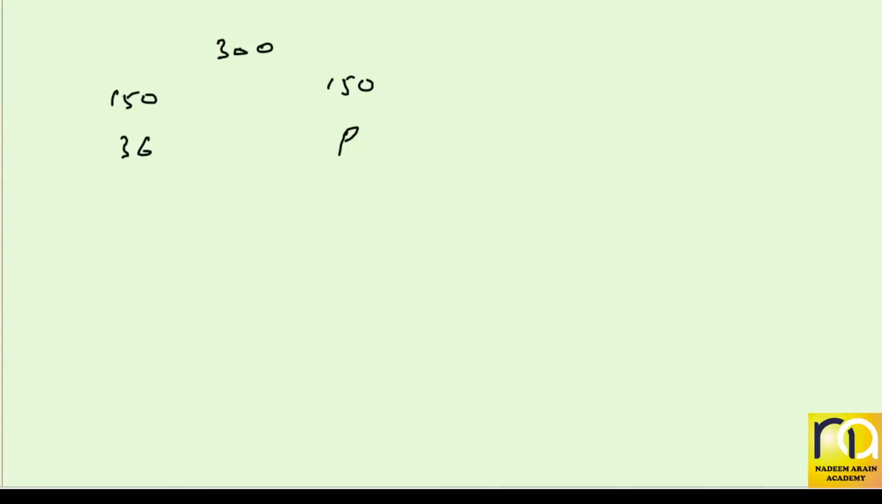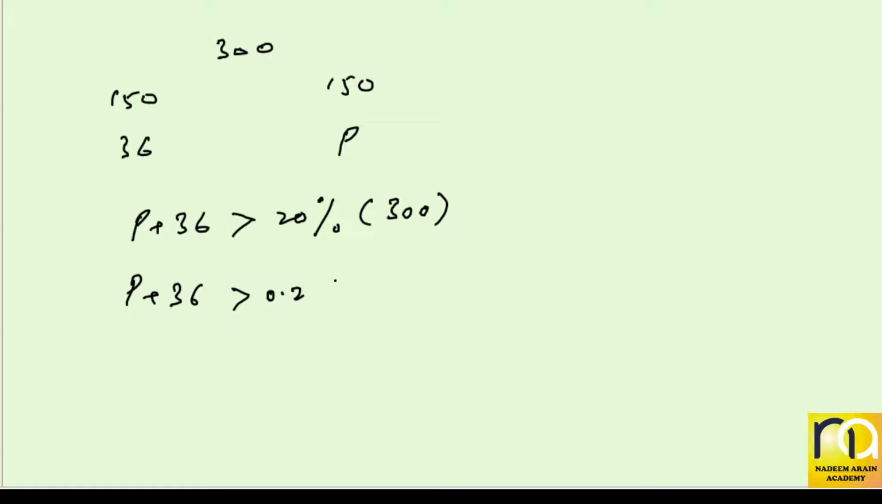So you will say this 36 and P collectively are more than 20% of all the participants, 300. The question says the people who chose the first picture are more than 20% of all the participants. So this is your equation: P plus 36 greater than 0.2 times 300. And P is among 150, so P is less than or equal to 150.